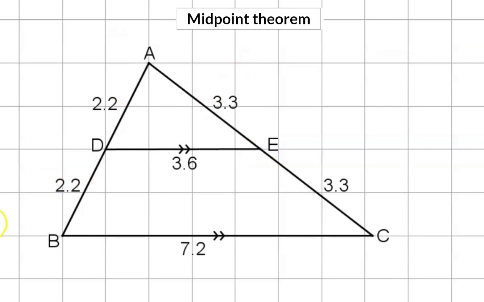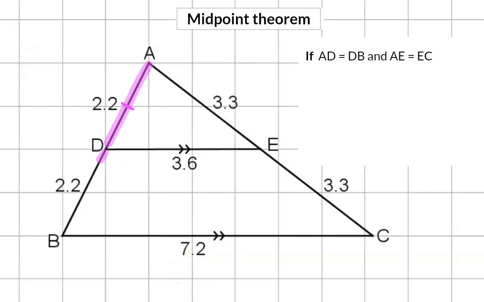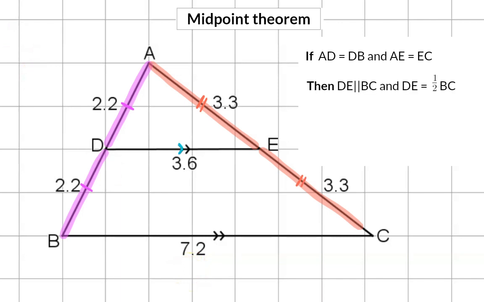If we now further focus on the line that was drawn and the third side of our triangle, you will see that the length of that line that was drawn is exactly half of that of my third side. So if you want to write down this theorem, we can say that if AD is equal to DB and AE equal to EC, then we know that DE will be parallel to BC and DE will be half of BC's length. And when you make use of this theorem, your reason will be midpoint theorem.